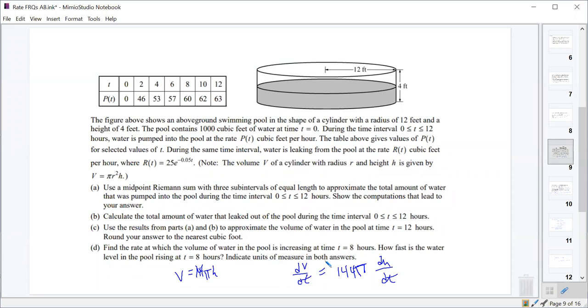Does that make sense? Yeah, and so you'll have already found dV/dt at t equals 8, and then you'll be able to plug it in there to find dh/dt.